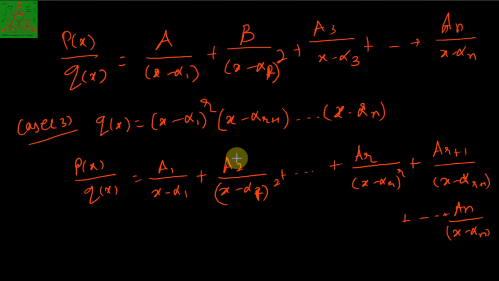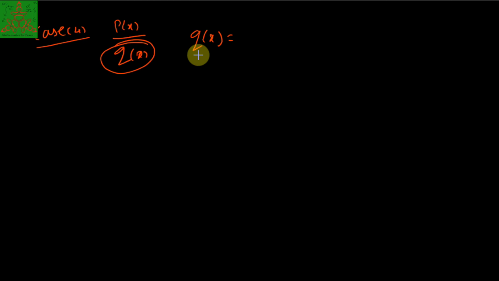So ultimately we have to calculate what a1, a2, up to an are. And the next case, the fourth case: it may be possible that in the field of real numbers, q(x) is not factorized into linear factors. It may be factorized into a quadratic factor like ax squared plus bx plus c. This cannot be factorized in the given field, and the rest is as it is.